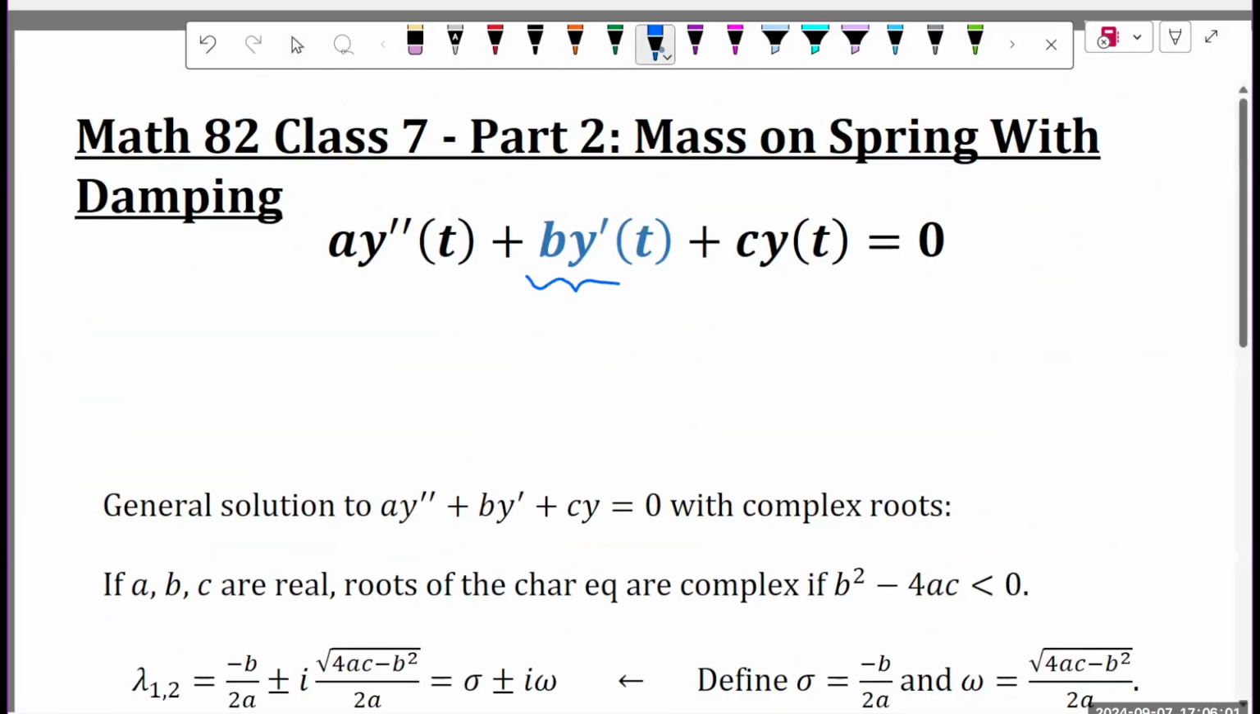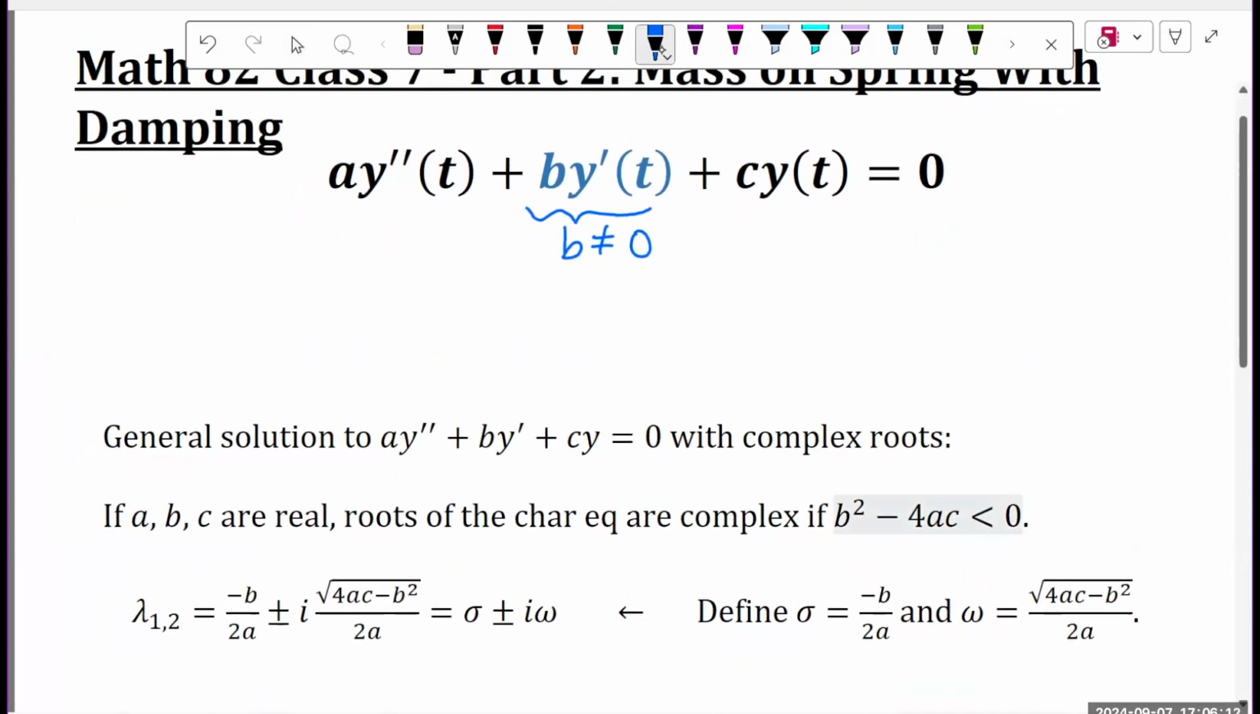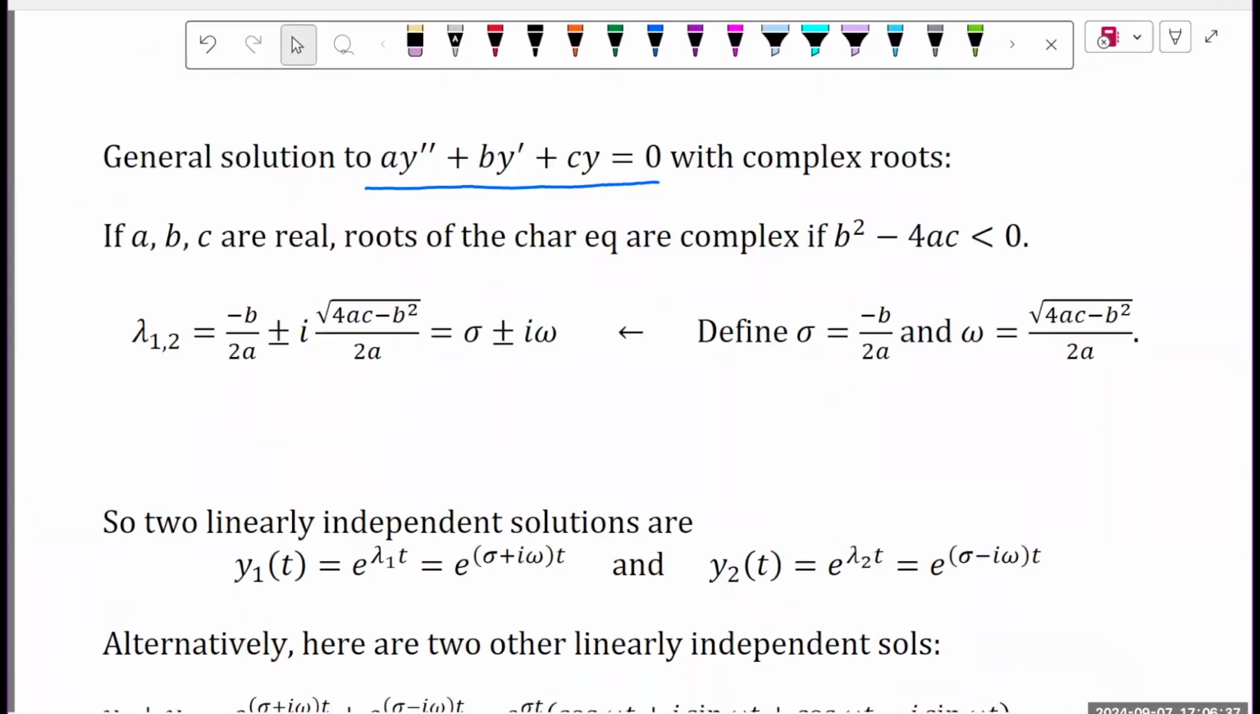Here now we have an ODE in which we've turned damping back on. So our damping constant B is not going to be 0 anymore. The general solution to our second order linear constant coefficient homogeneous ODE can be described this way. If the coefficients A, B, and C are real, the roots of the characteristic equation are going to be complex if B squared minus 4AC is negative. The two roots are minus B over 2A plus minus i times square root 4AC minus B squared over 2A.